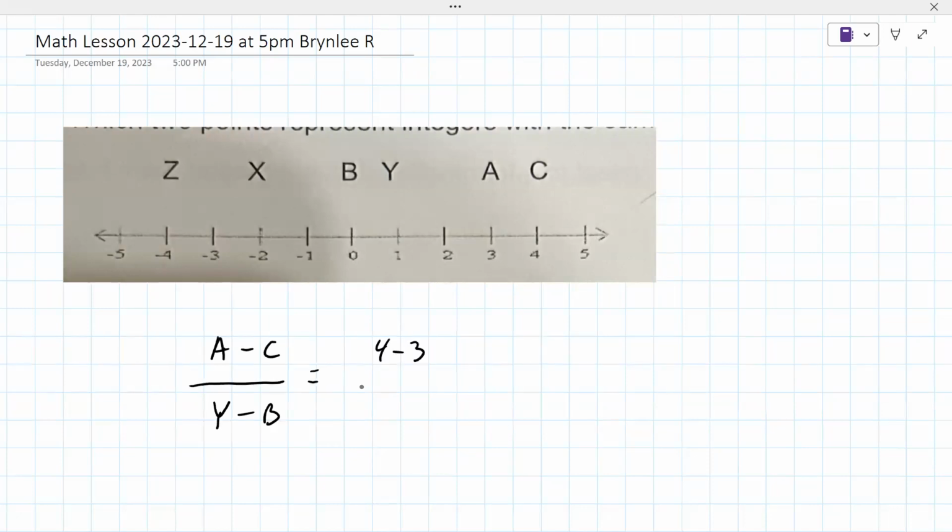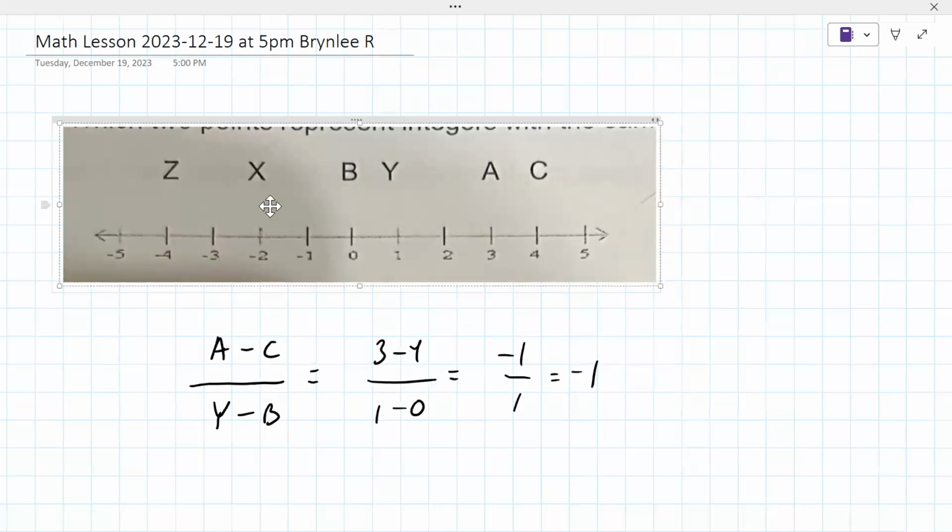So we got 4 minus 3 over 1 minus 0. Oh, no, it's 3 minus 4. You're right, 3 minus 4. Yes, it is -1. -1 over 1 is -1. Good.